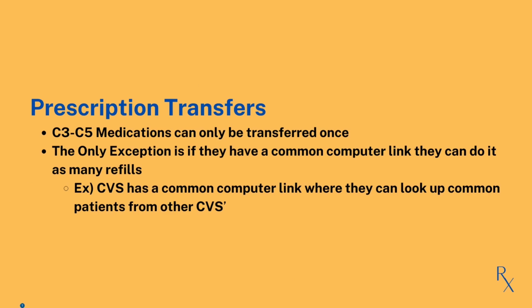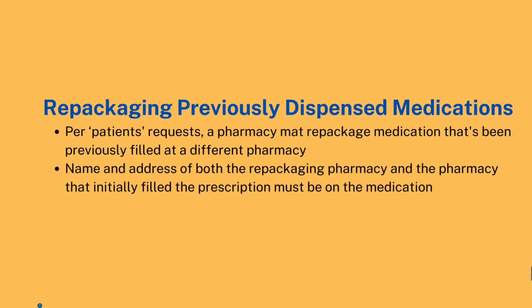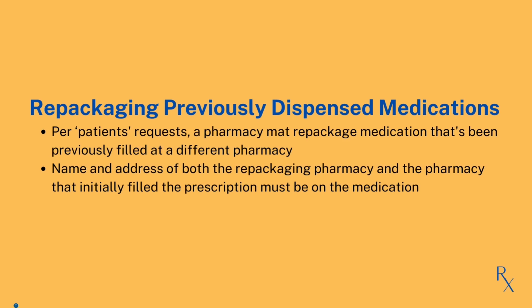Prescription transfers. C3 to C5 medications can only be transferred once. The only exception to this is if there is a common computer link, then you can refill it at a different pharmacy. An example of this is CVS. They have a common computer link where they can look up common patients from other CVSs. Repackaging previously dispensed medications. Per patient's request, a pharmacy can repackage a medication that has been previously filled at a different pharmacy. The name and the address of both the repackaging pharmacy and the pharmacy that initially filled the prescription must be on the medication.